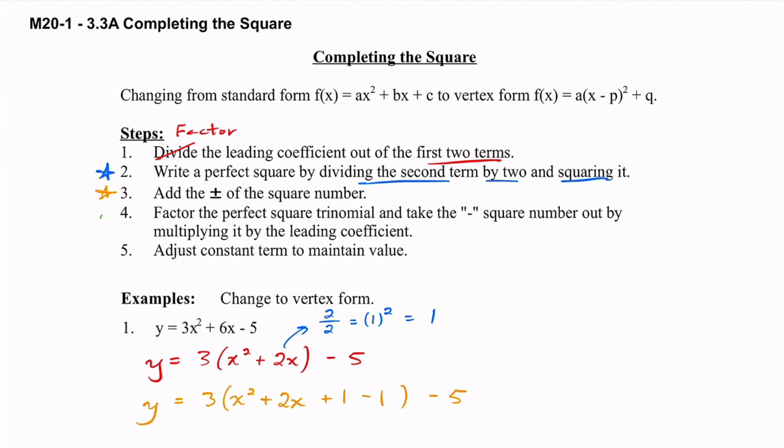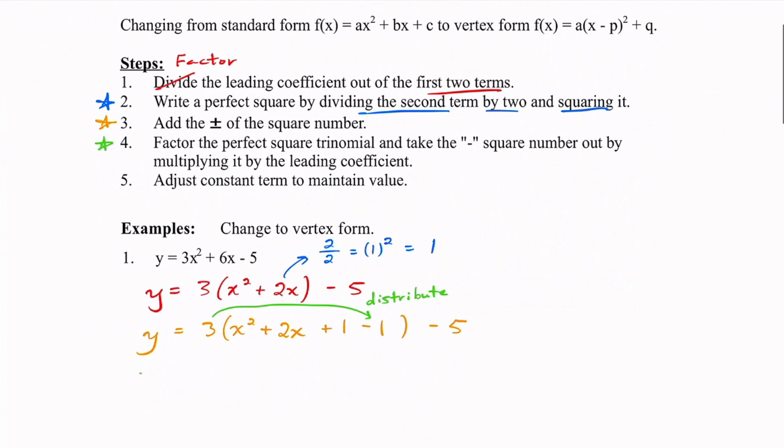For step number 4, it says factor the perfect square trinomial and take the square number out by multiplying it by the leading coefficient. So we're going to take out this negative number here by distributing that 3 to it. That is going to give us 3 times x squared plus 2x plus 1. Then we had the 3 times the negative 1, so that's going to give us a negative 3 now outside, and then there was still the minus 5.